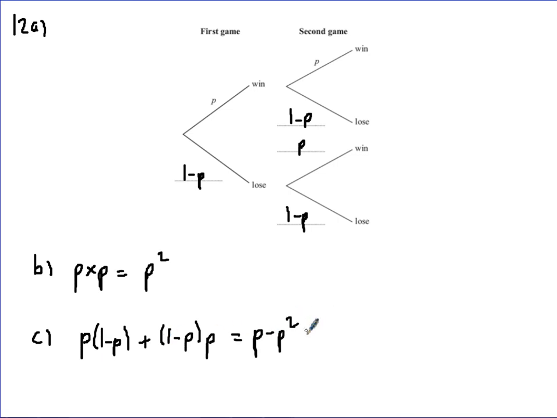Some people may multiply out the brackets, so you get P then minus P squared, and P again and then minus P squared. So if you end up with 2P minus 2P squared as well, that's also acceptable, but that alone itself is good enough.